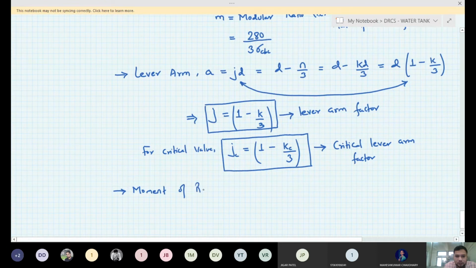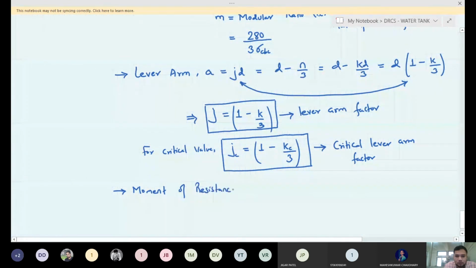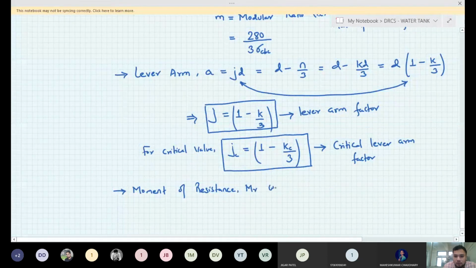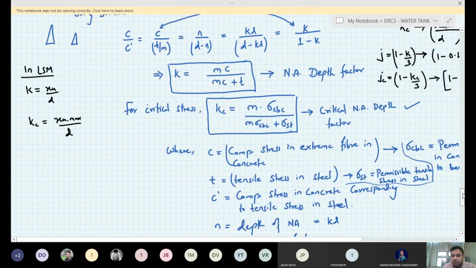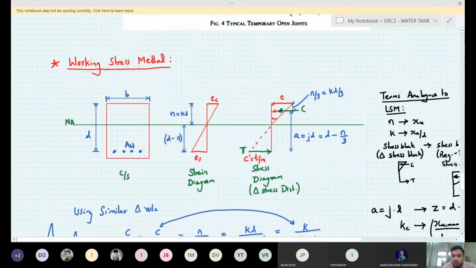Moment of resistance, we call this as MR with respect to concrete. So MR is equal to C into J, capital C into J. Now what is capital C? Capital C is the compressive force in the compression part of the stress block.